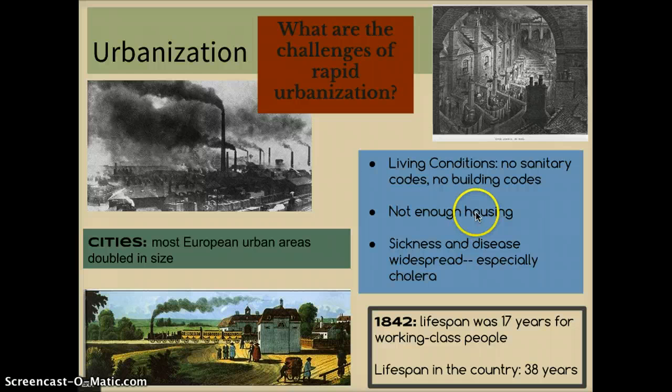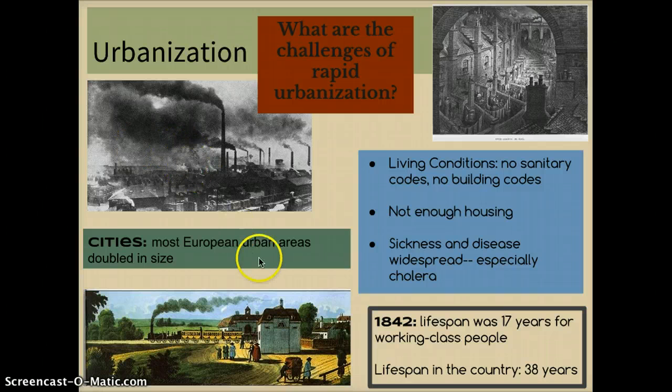And then there was not enough housing, right? So families are crowded into homes, which leads, of course, to problems. Also, sickness and disease were widespread, especially cholera. I'll let you look up what happens when you have cholera, but diseases spread with filthy living conditions and working conditions, right? The water, dirty water, etc. And so you're dealing with not only these terrible living conditions and working conditions, right, but the environmental impact as well.